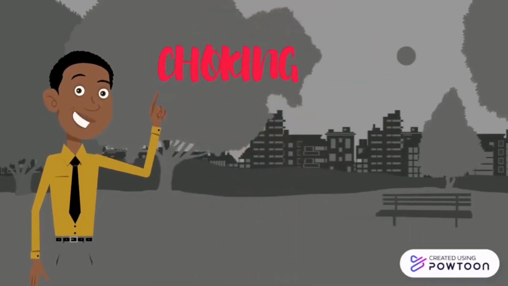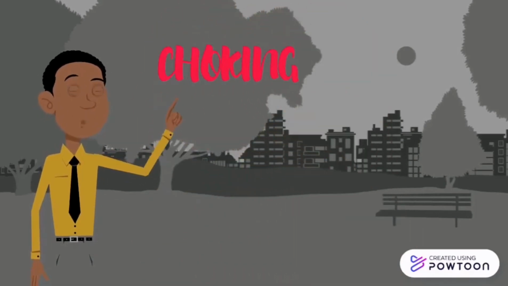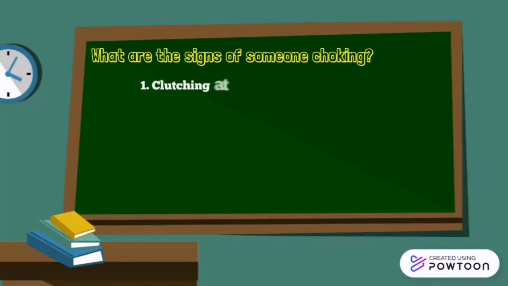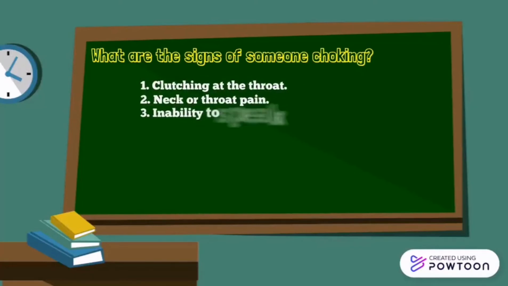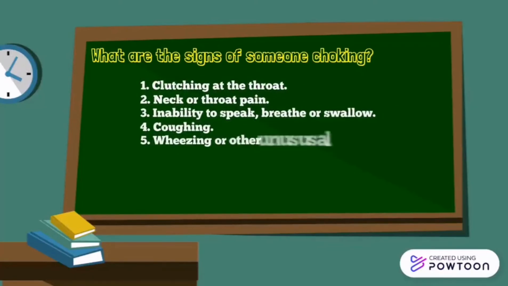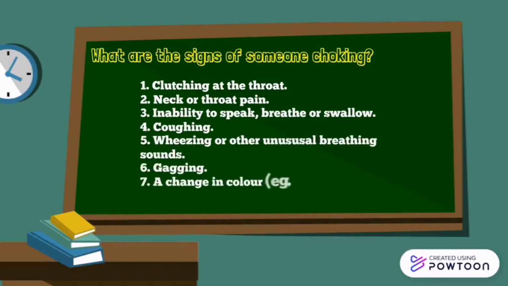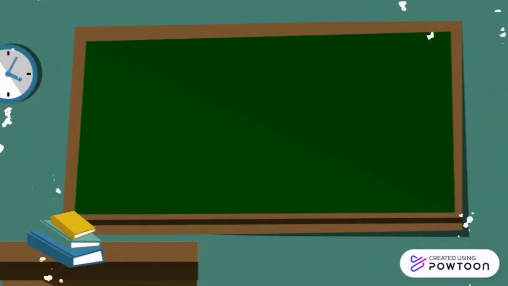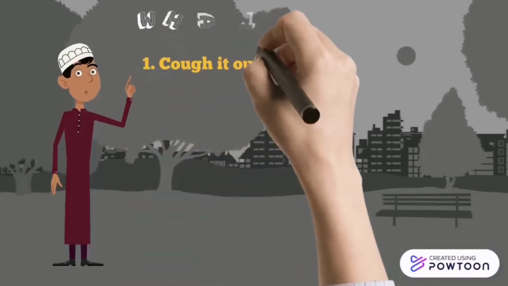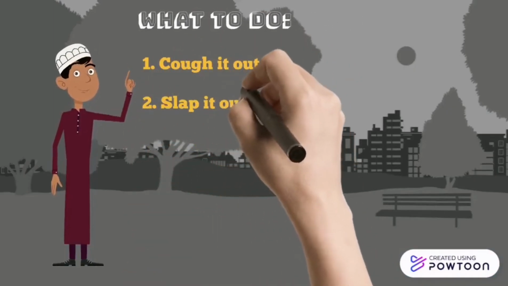How to treat choking. These are the signs and symptoms of choking: clutching at the throat, neck or throat pain, inability to speak, breathe or swallow, coughing, wheezing or other unusual breathing sounds, gagging, change of color of lips and face, and chest pain. These are the things you need to do.